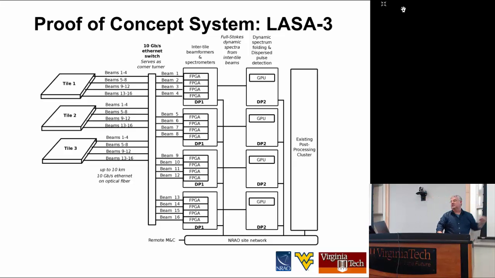Then everything else is just an extension of GBTrans. Looks a little bit different in this diagram, but the idea is basically the same. FPGAs to do spectrometry, GPUs to do the dispersion search, and then we just grab everything that looks like a detection.